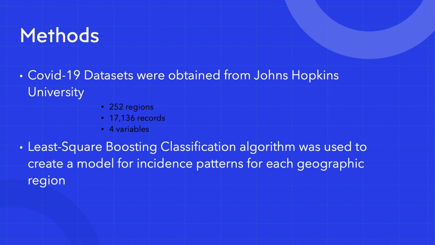In order to achieve this goal, COVID-19 datasets were obtained from Johns Hopkins University. They contain information on COVID-19 cases in 252 different geographic regions from January 22nd, 2020 to March 29th, and were updated daily. They contained 17,136 records in 4 variables: latitude, longitude, date, and records. In order to design the incidence pattern for each geographic region, the information on the region and its neighboring areas gathered 2 weeks before the designing was used. Then a model was developed to predict the incidence rate for the coming 2 weeks, March 30th to April 12th. The model was created using a least square boosting classification algorithm.